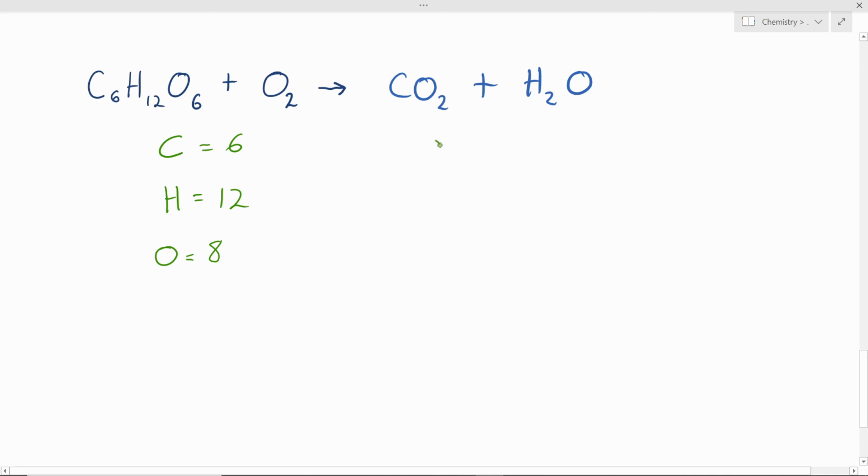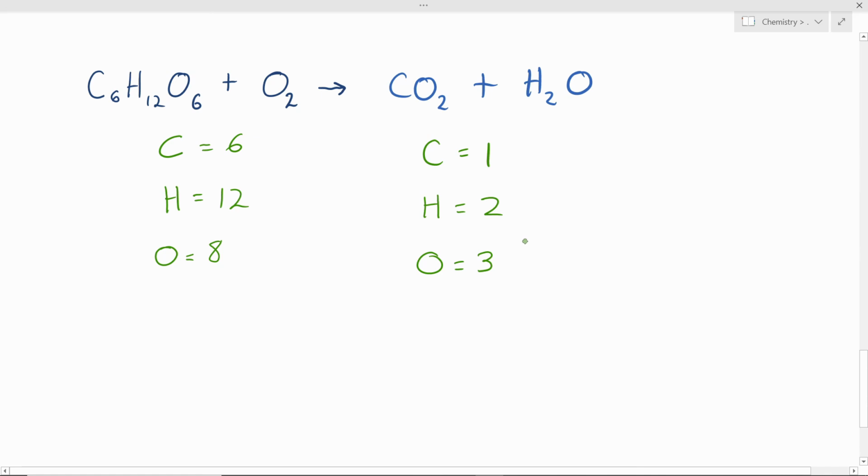Next, I move on to the product side. For carbon atoms, I have 1. Remember that implied 1. For hydrogen, I have 2. Remember, subscripts only apply to the element that they were directly after. And for oxygen, for the product side, I have 2 here, plus 1 here. So 2 plus 1 is 3. Okay, nothing is balanced yet.